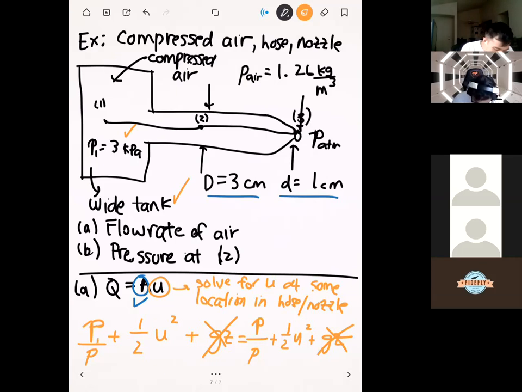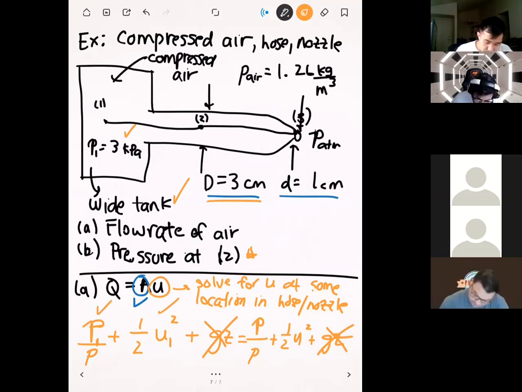Let's make one of these sides location 1. So we have P1 over rho plus 1/2 U1 squared, and we know all of these. So that's good. Then our next candidate location will be one where we know the pressure, because we want to solve for the velocity. First, let's look at location 2. At location 2, we know the diameter, it's going to be 3 centimeters, but we don't know the pressure at 2. That's actually what we're going to solve for in part B. If we use location 2 for this part of the Bernoulli, we'll have 2 unknowns because we don't know the pressure and we don't know the velocity. So let's save location 2 for another time.